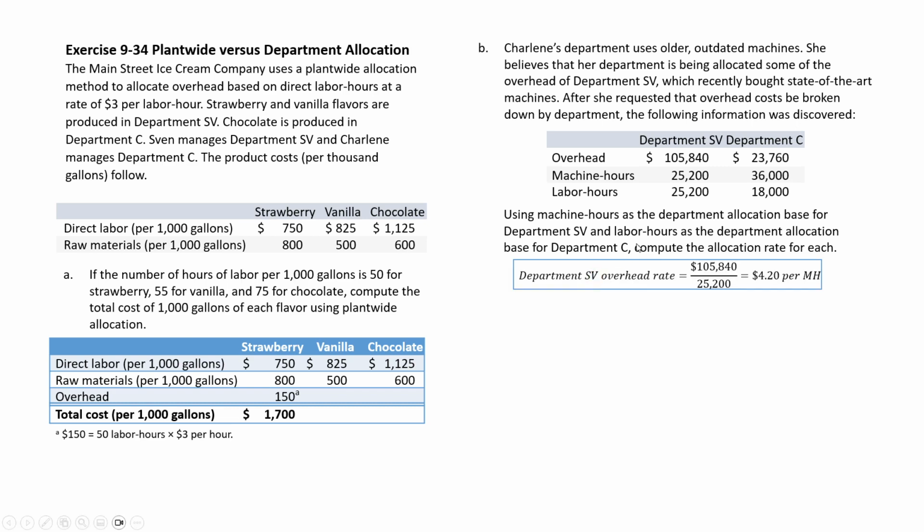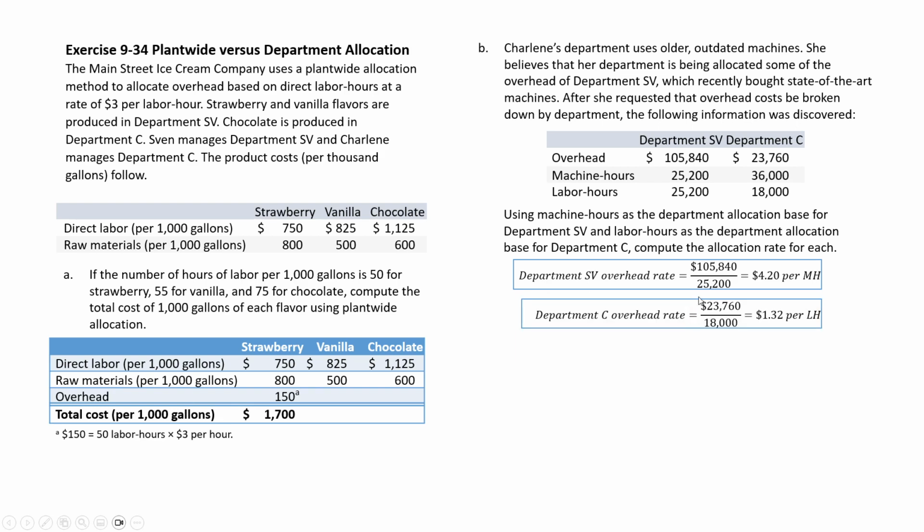In Part B, they asked us to calculate the separate departmental rates for the individual departments. So we're going to start with Department SV. When we separated out the overhead cost, Department SV was 105,840. And again, we're going to base this upon machine hours. Our machine hours for Department SV, we're not going to add in Department C because we're only looking at Department SV, is going to be 25,200. One thing I don't like about this problem is that's also the number of the labor hours, but keep in mind we are looking at machine hours. So 105,840 divided by 25,200. Our estimated overhead rate for Department SV is $4.20 per machine hour.